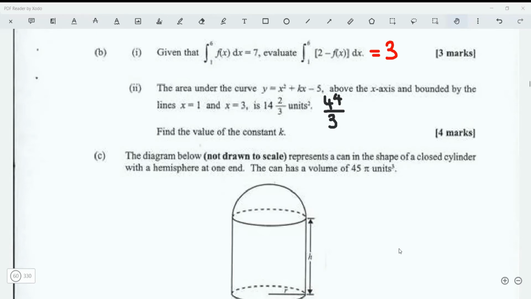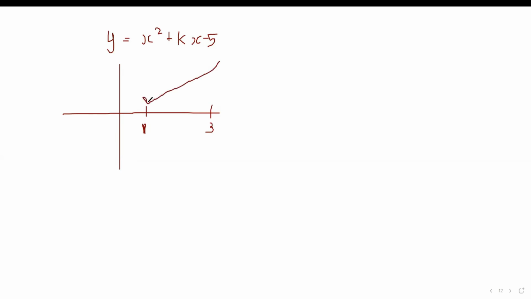Okay, no problem. They tell us we have some curve, y is equal to x squared plus kx minus 5. This is what they're telling you. If you sketch the curve, minus 5 is somewhere down here. They want us to just focus on when x is 1 and 3. I don't know how the curve might look, it's just a regular quadratic. So let's say this is when x is 1 and this is when x is 3. Say the curve behaves something like so. I'm just putting some random stuff here.